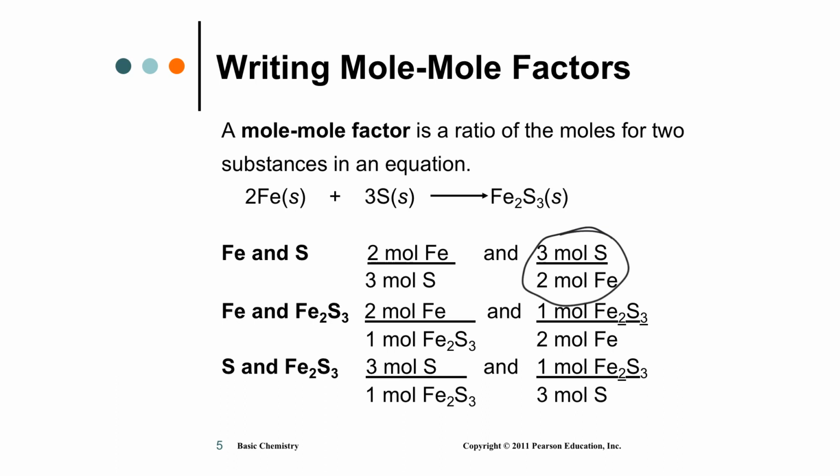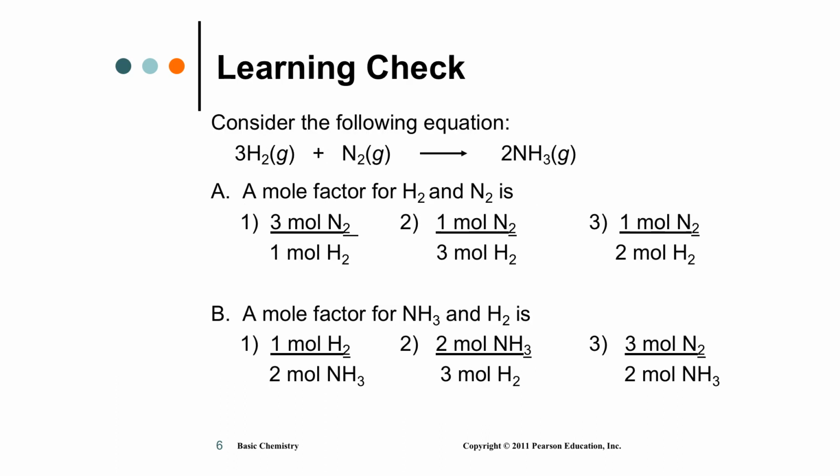So I can look at a balanced equation and say, if I know it's 2 to 3 and I have 20 moles of one, I'll have 30 moles of the other. It's a relationship based upon ratio. And that's why you can get everything from the balanced equation.